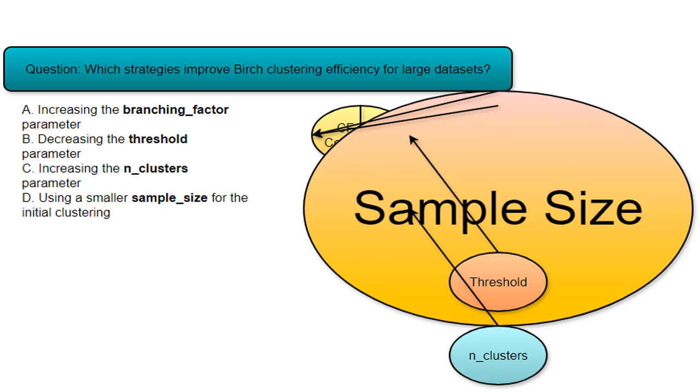Sample size is how many data points I initially used to build the tree. A smaller sample size means less initial calculation.